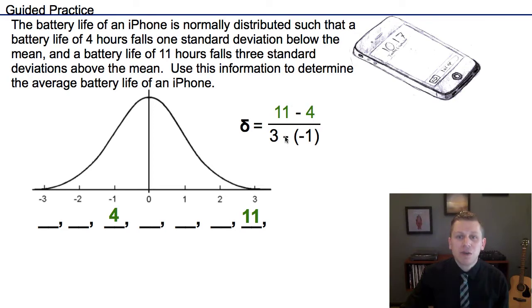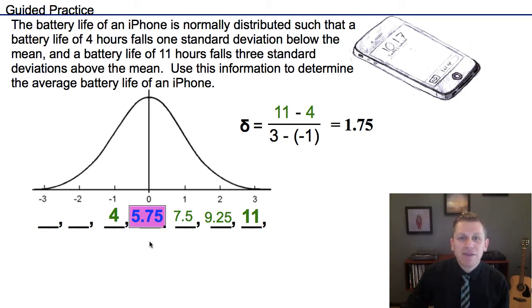Well, 11 minus 4 is going to be 7, 3 minus negative 1 is going to be 4, and when I divide 7 by 4, I'm going to get 1.75. What that means is that our standard deviation is 1.75 because each spot here we're going up by exactly that much. So if I add 1.75 to 4, I get 5.75, and I can continue this process to make sure that I get to 11, and sure enough I do, which means that the average battery life for an iPhone is 5.75. Let's see if you can try one of these on your own.